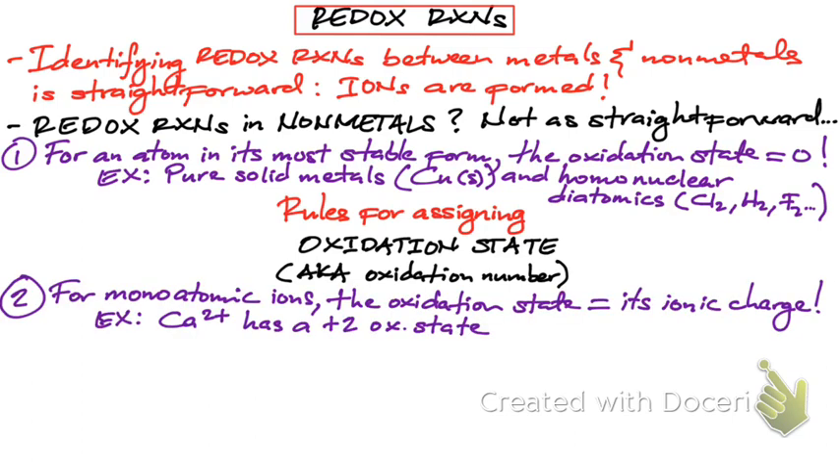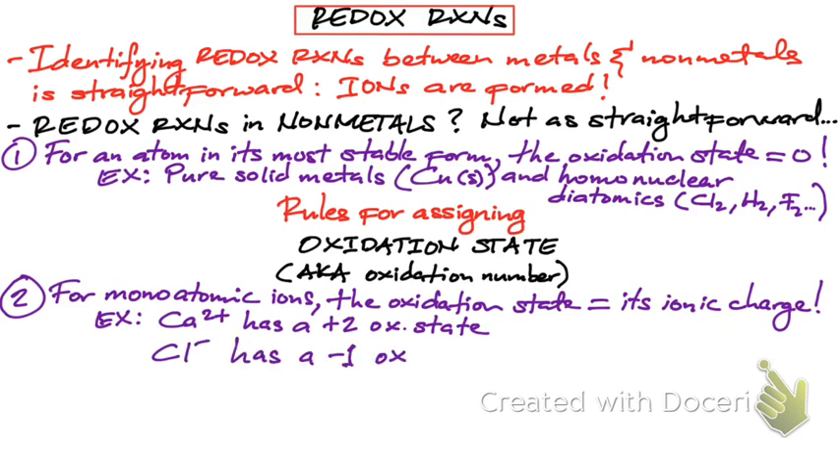The second rule is for monoatomic ions: the oxidation state is equivalent to its ionic charge. So for monoatomic ions, the oxidation number or oxidation state is equivalent to its charge. An example here is the calcium ion. Calcium is in group 2 in the periodic table, and so it would have a positive 2 charge. Because of the positive 2 charge, the oxidation state is equivalent to positive 2.